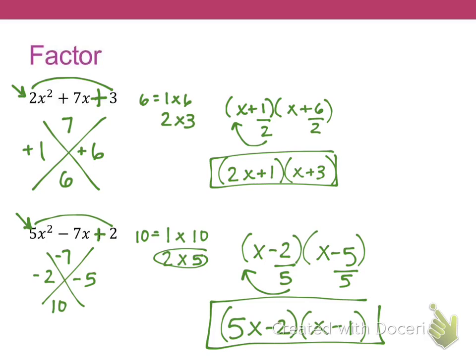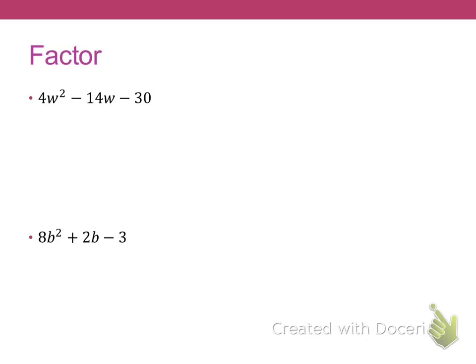Okay, here's some more practice for us. All right, I'm going to make my x. So I have -14, and I'm going to multiply. 4 times -30 is -120. So yes, I am going to have to list the factors for 120.